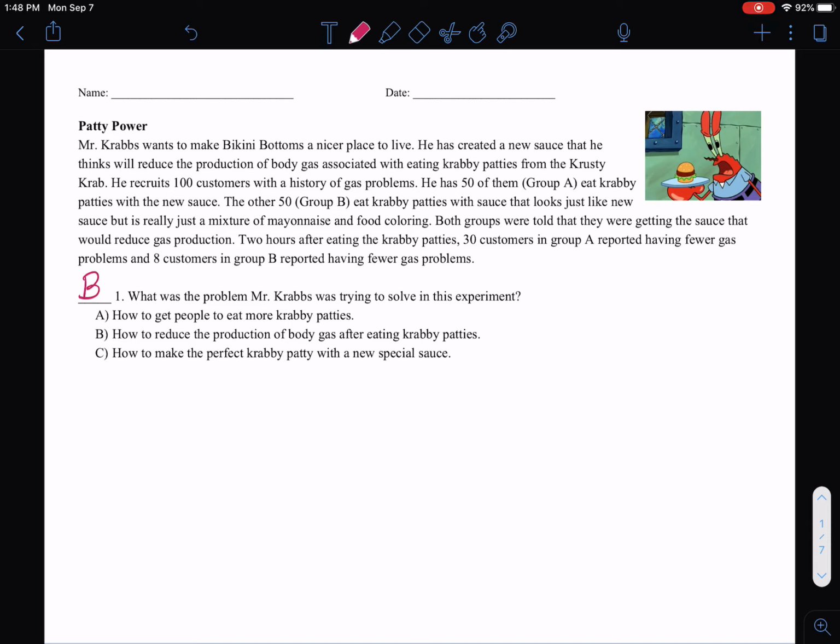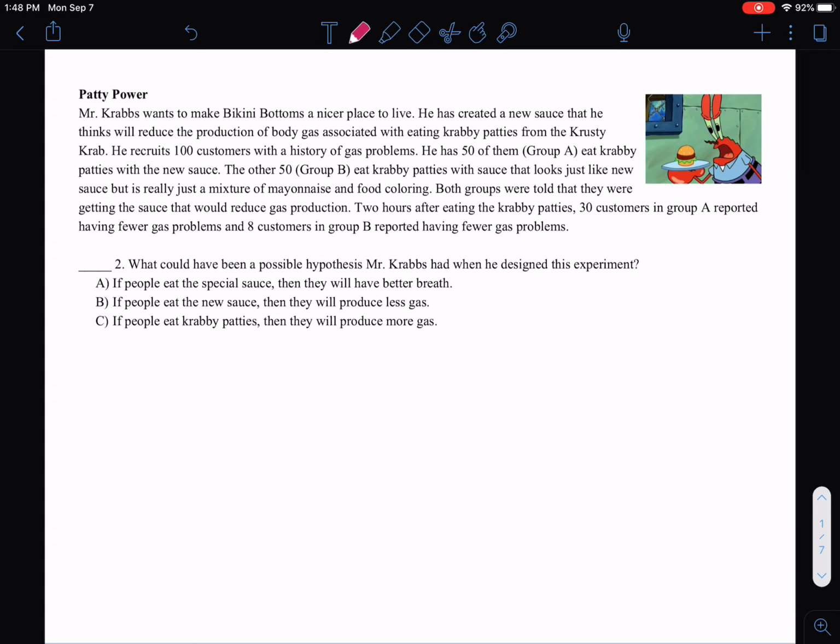How do we know that? Well, if we look in the second sentence, it says, he created a new sauce that he thinks will reduce the production of body gas associated with eating Krabby Patties. So eating Krabby Patties, he believes, increases the production of bodily gas, and he wants to reduce it. So that would be here, how to reduce. That is our correct answer. That is what he was trying to solve in this experiment.